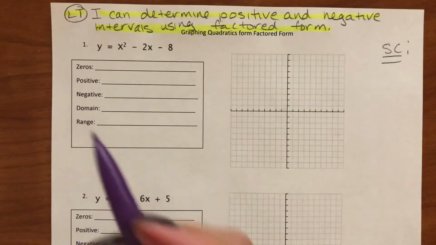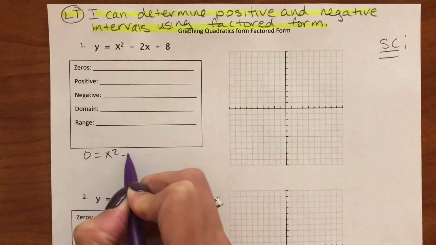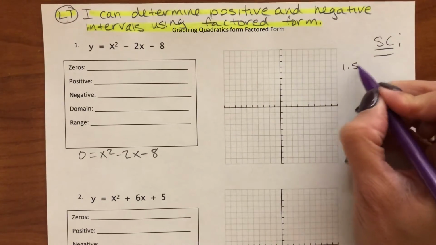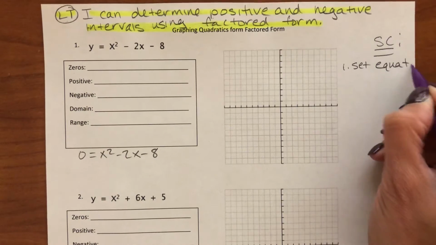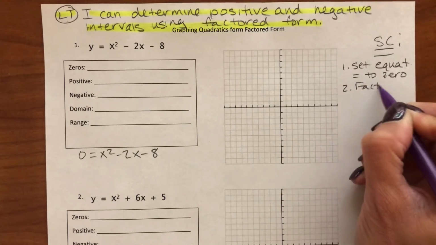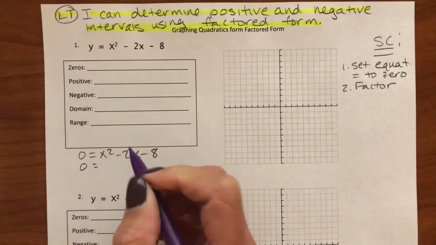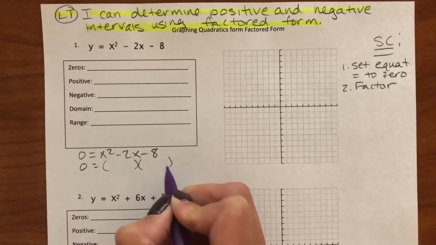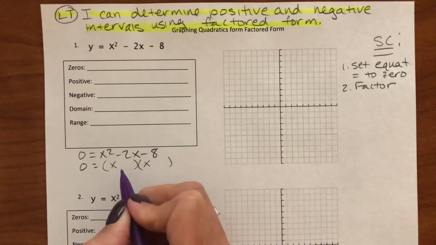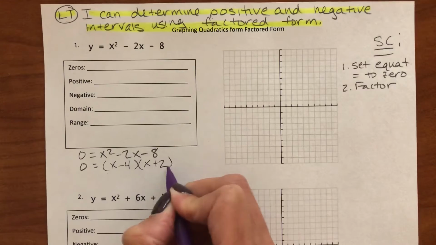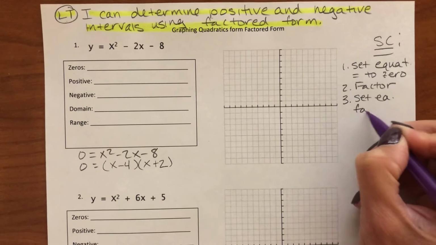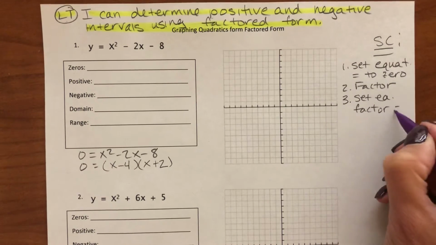Well, we set it equal to 0 first. Set equation equal to 0. And then we factor it. So factors of negative 8 that add to negative 2, that would be negative 4 times positive 2. Now we're going to set each factor equal to 0.